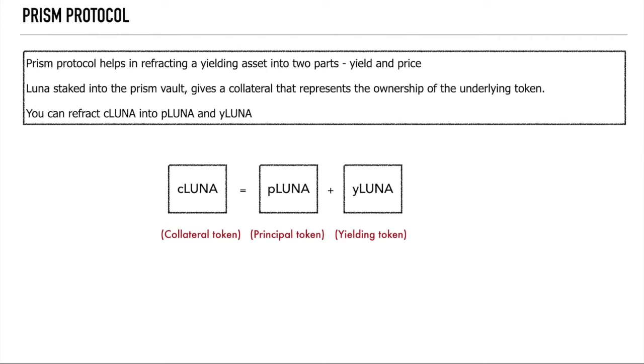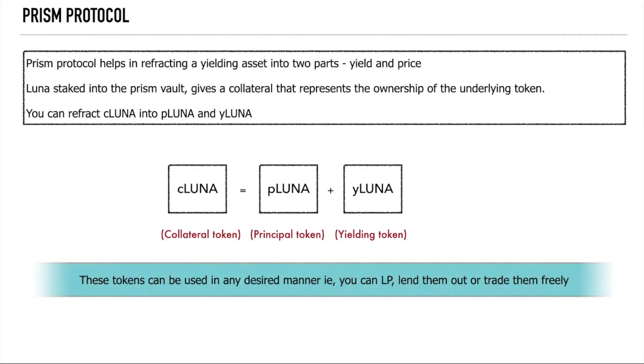You can then refract this C Luna into P Luna, which is a principal token, and Y Luna, which is a yield token. Y Luna holders get a right to all the cash flows generated by Luna in the vault, whereas P Luna holders represent the ownership of the underlying Luna in the vault. Finally, these tokens can be used in any desired manner. That is, you can provide them to be an LP, lend them out, or even trade them freely.